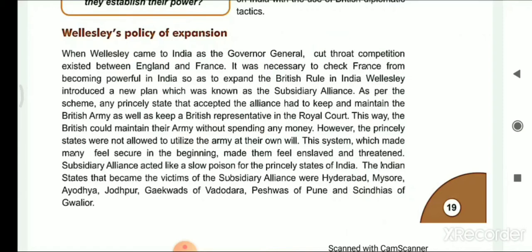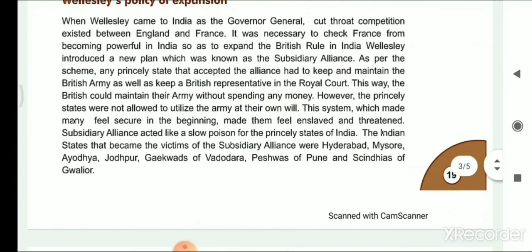However, the princely states were not allowed to utilize the army at their own will. That means after accepting this policy of subsidiary alliance, the kings were not allowed to use the army at their own will. That means they have to seek the permission of the Britishers even before using their own army. This system, which made them feel secure in the beginning, made them feel enslaved and threatened.